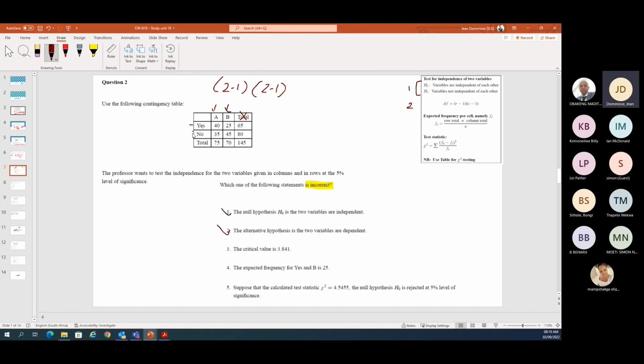Again, we don't take total into account. Okay, so 2 minus 1, 2 minus 1 is 1 times 1. So your degrees of freedom is going to be 1.